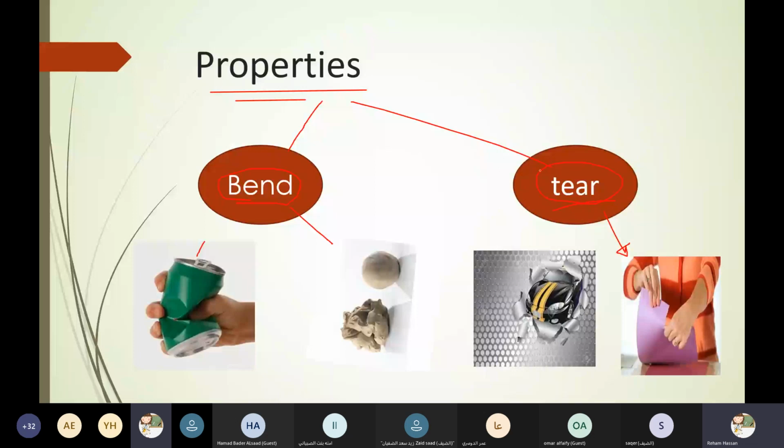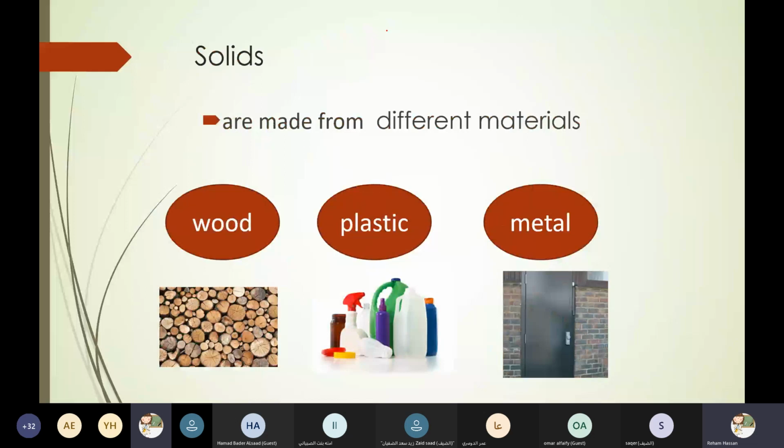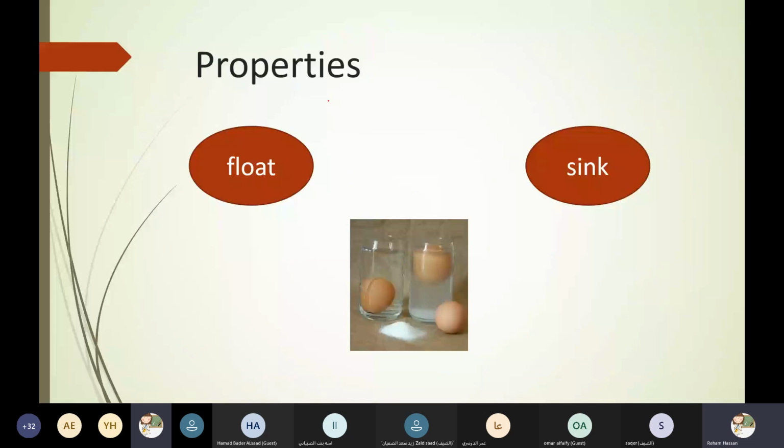Also solids can float and sink. Yes, Abdullah Al-Hakami. Also solids can. Yes, Sulaiman. Solids can. Yes, Mishari. Solids can float, like number one or number two? Which is float, number one or number two? Number two, yes.